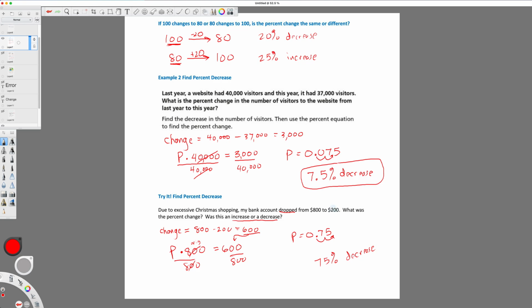If it had gone from 200 to 800, it still would have changed 600. But if it started at 200, I would have a 200 here. We would end up with a 300% increase if I did from 200 to 800. So it definitely makes a difference which number you're starting at. So always be careful that you put the original or starting number right here next to the times sign, and then the change always goes over here.